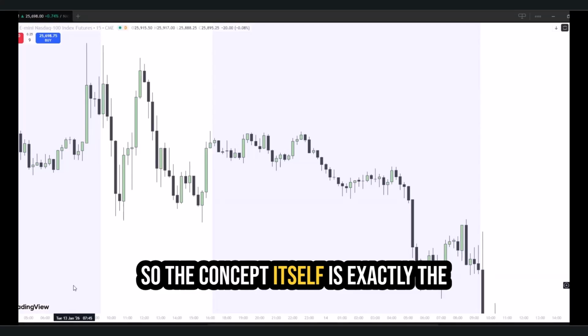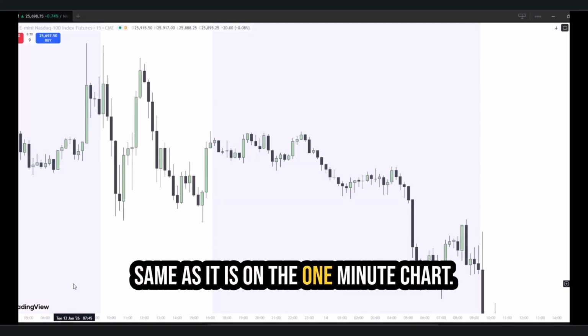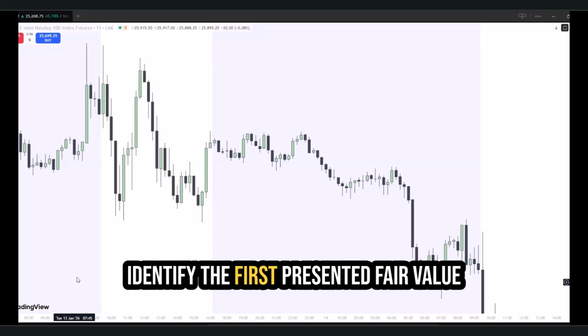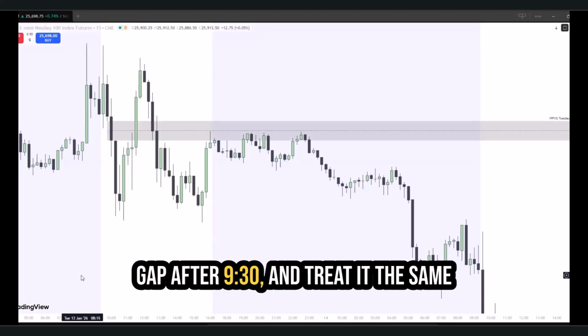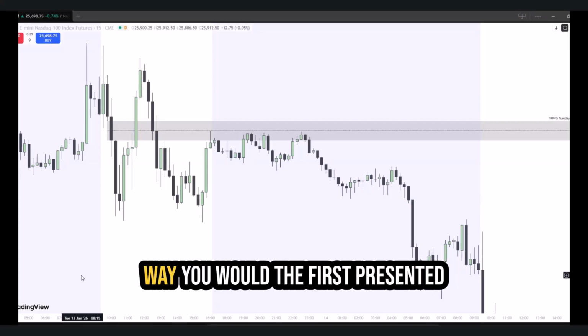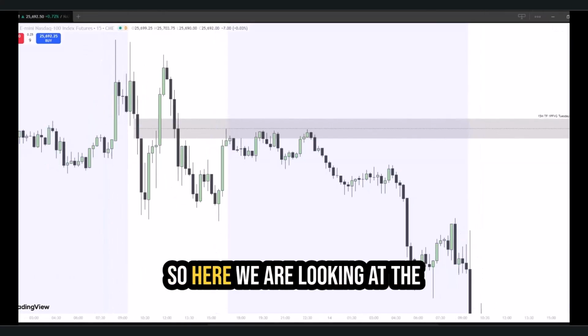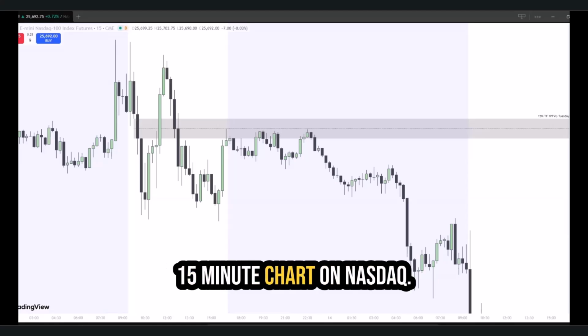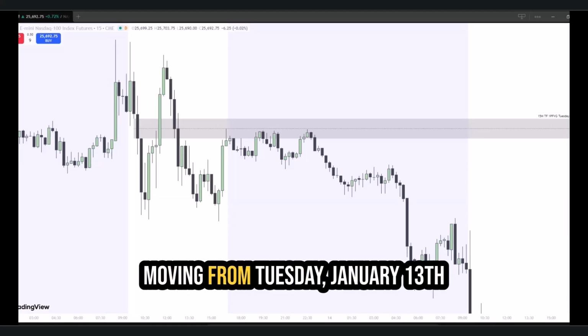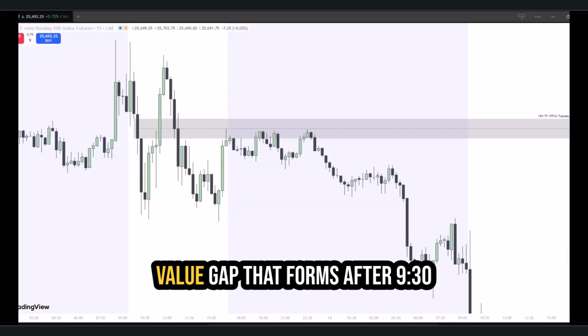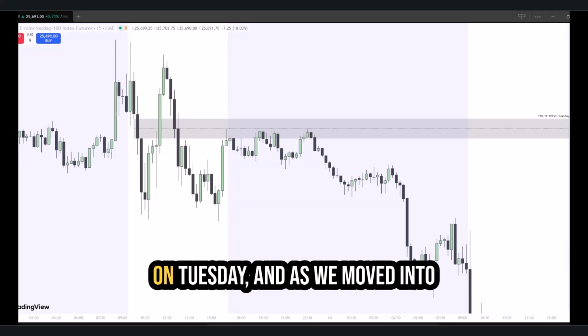So the concept itself is exactly the same as it is on the 1 minute chart. You simply move to the 15-minute chart, identify the first presented fair value gap after 9:30, and treat it the same way you would the first presented gap on the 1 minute time frame. So here we are looking at the 15-minute chart on Nasdaq, moving from Tuesday, January 13th into Wednesday, January 14th. I've marked the first presented fair value gap that forms after 9:30 on Tuesday.